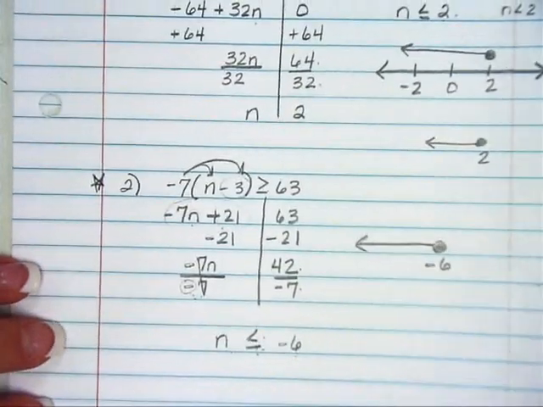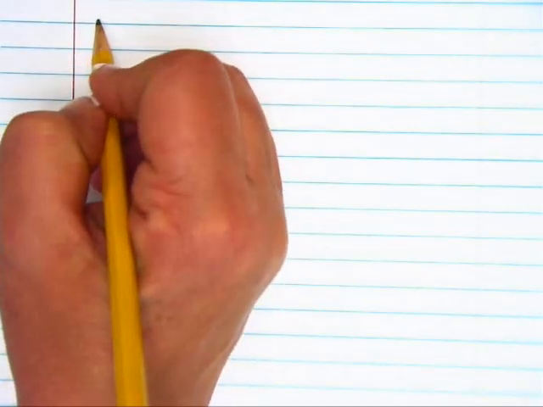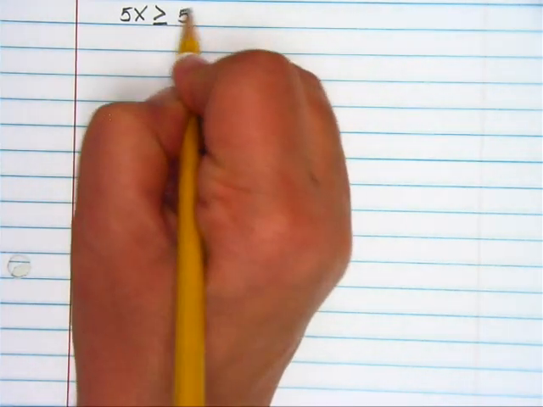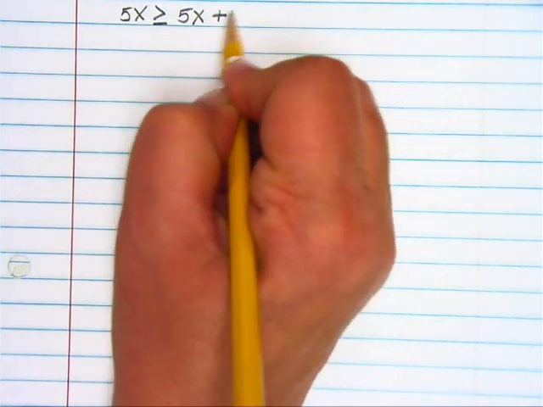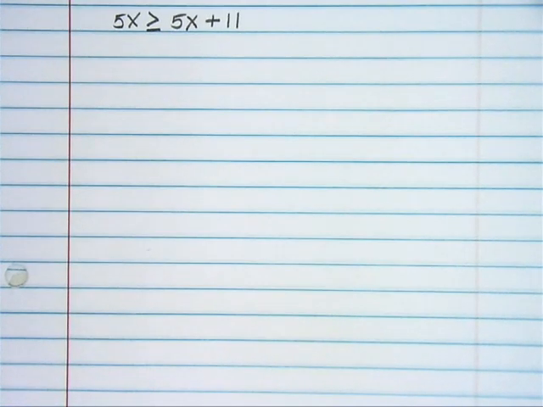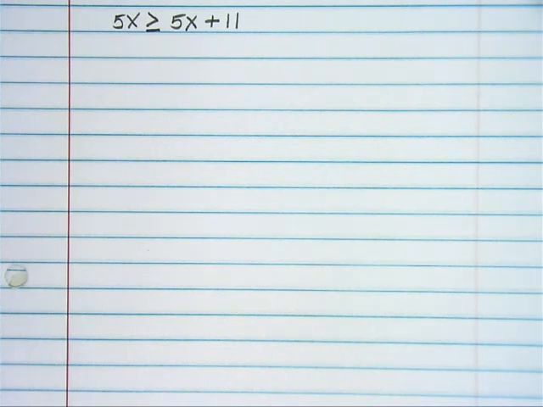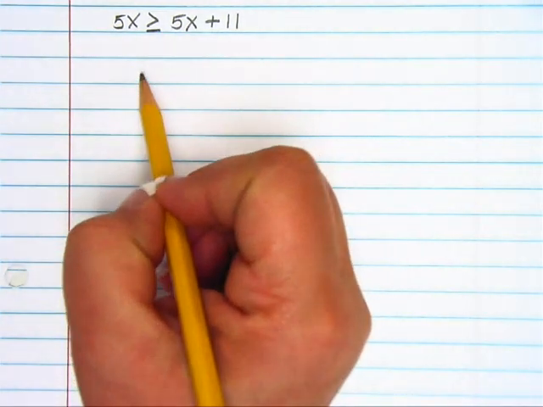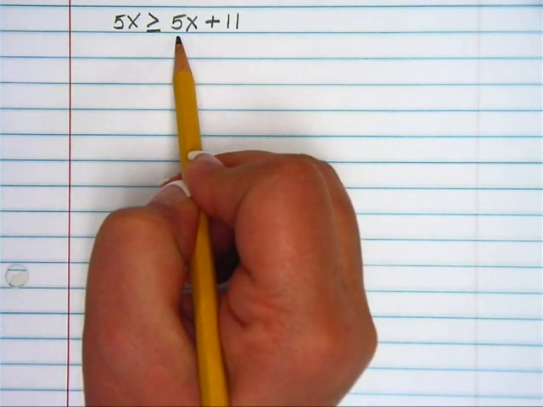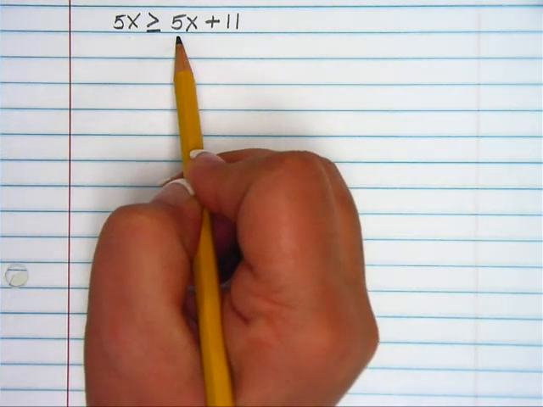Now I'm going to work another problem that illustrates another special case. There are 2 more special cases that we need to go over. Let's start out with our problem: 5x greater than or equal to 5x plus 11. Now these come up most of the time when we're working inequalities with variables on both sides. Because we talked about how we've got to get our variables on the same side, and I've always said pick the smallest one and move it to the other side, big rock, little rock.